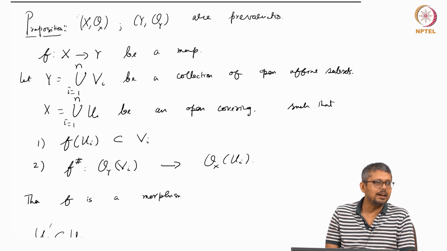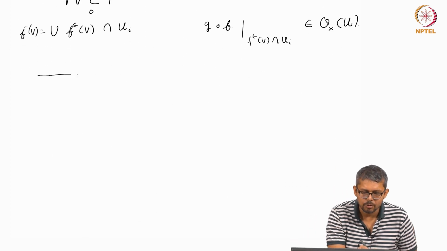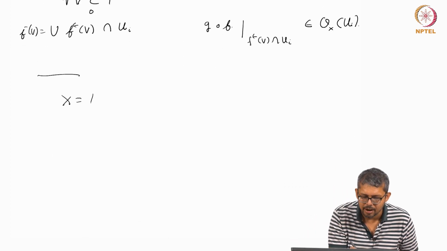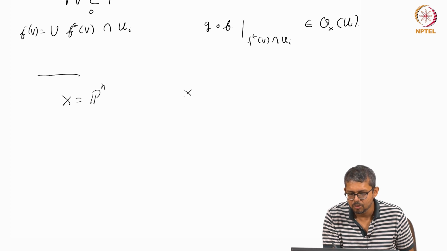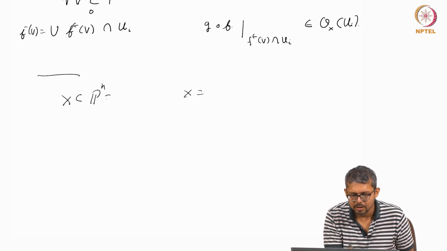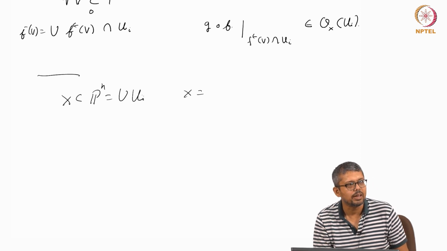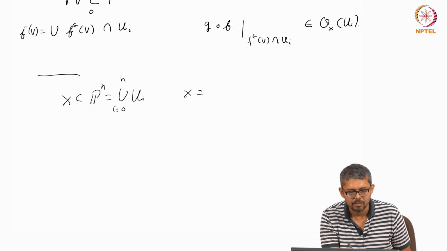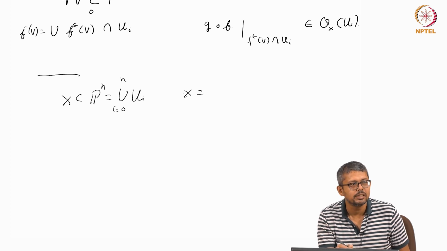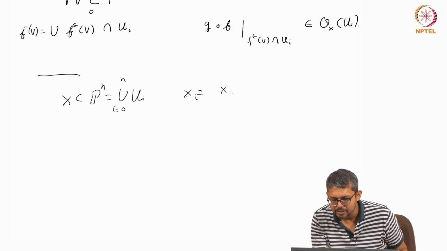Yeah, the standard affine open subsets, right? When you are doing projective, suppose X is a projective variety, X is a subset of P^n, then you know that you can write X as a union of U_i, where i equals 0 to n, and each U_i is affine. So what you do, you take X_i to be X intersection U_i.